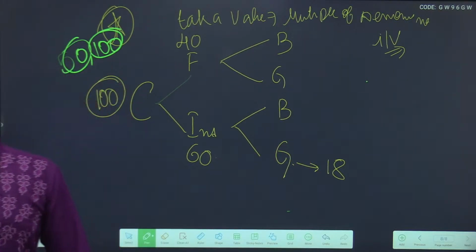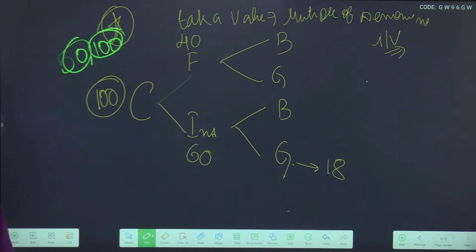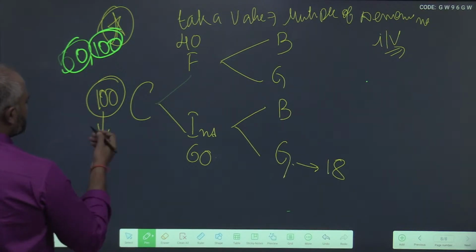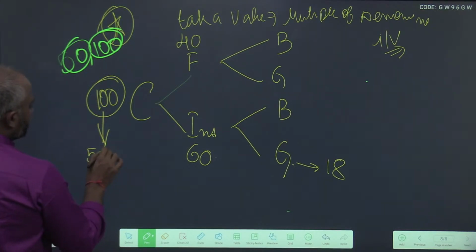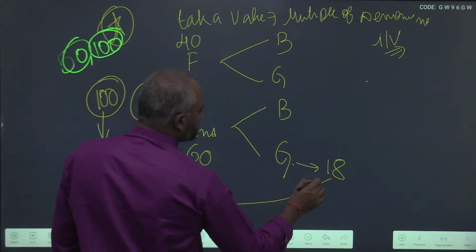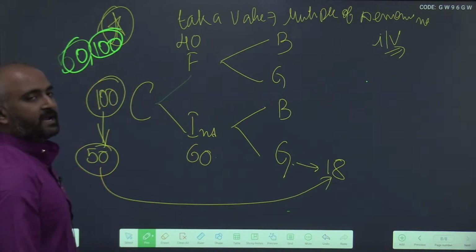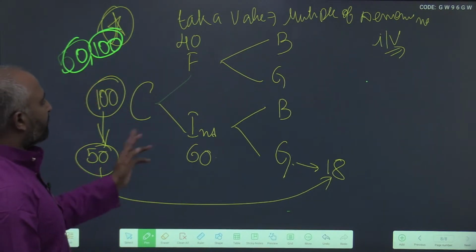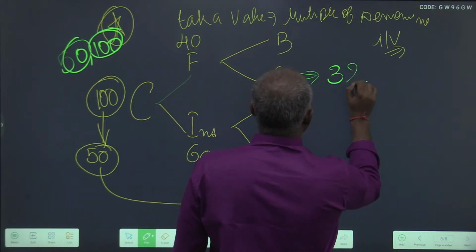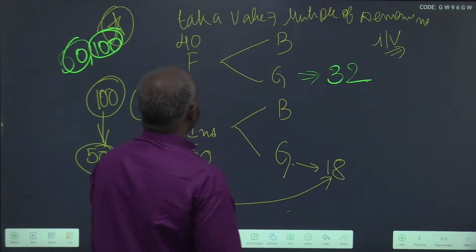And what has he given here? 50% of the students are girls. He has already given that 50% of the students are girls. So out of 100 students, 50 are girls. So if out of 50 girls, 18 are Indian girls, the foreign girls are how many? 32. 32 is the number of foreign girls.